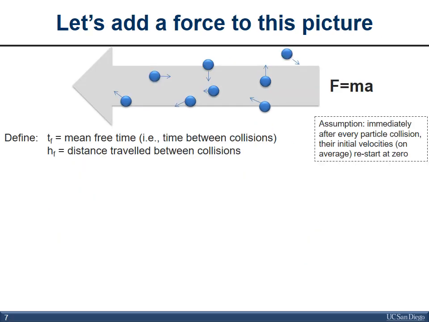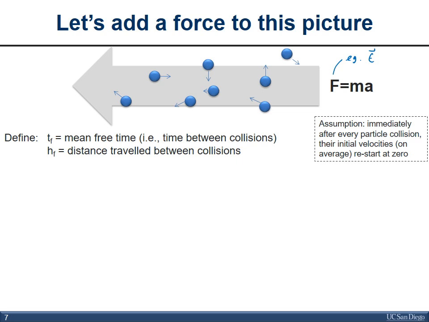So now let's add a force to this picture. For example, maybe this force could be an electric field, maybe it's gravity or something like this. So we have some force that's being applied to these particles. Now, what I'm going to do is derive the effective velocity that these particles are going to experience on average.